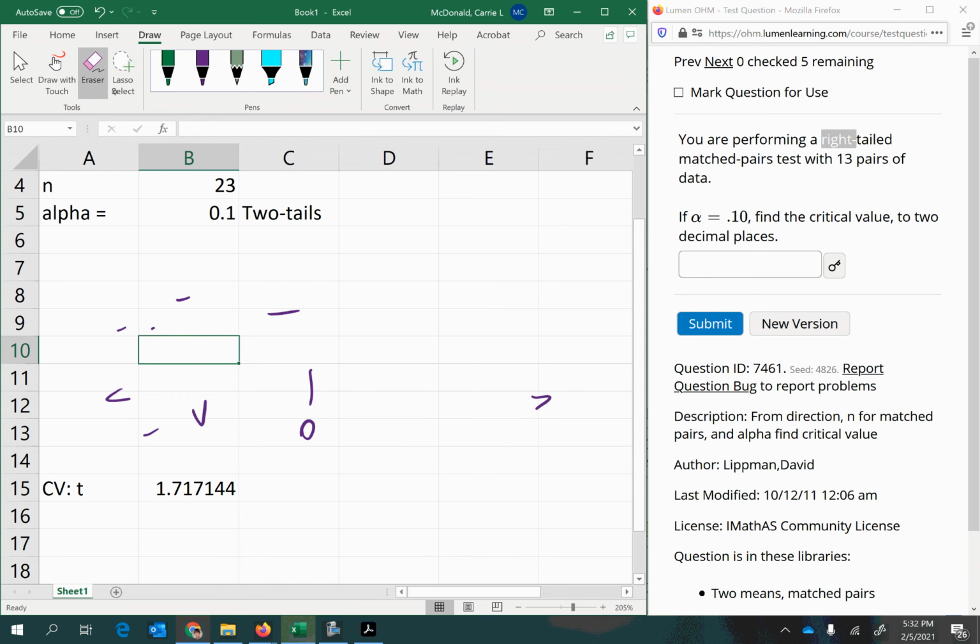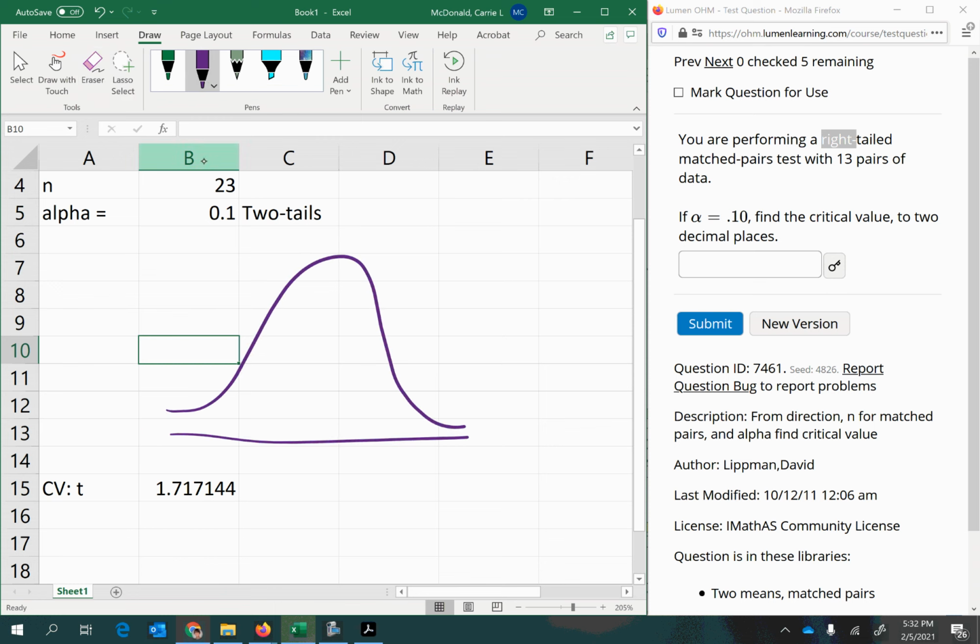And what has really changed, we're still using the t-distribution because we're still doing a matched pairs test. So we still have the bell curve with 0 in the middle. These are t-scores along the horizontal axis. And this time I'm doing a right-tailed test, so I only am going to have one critical value on the right, and the area is going to be all of alpha on that one side. So alpha here, they told us again 0.1.